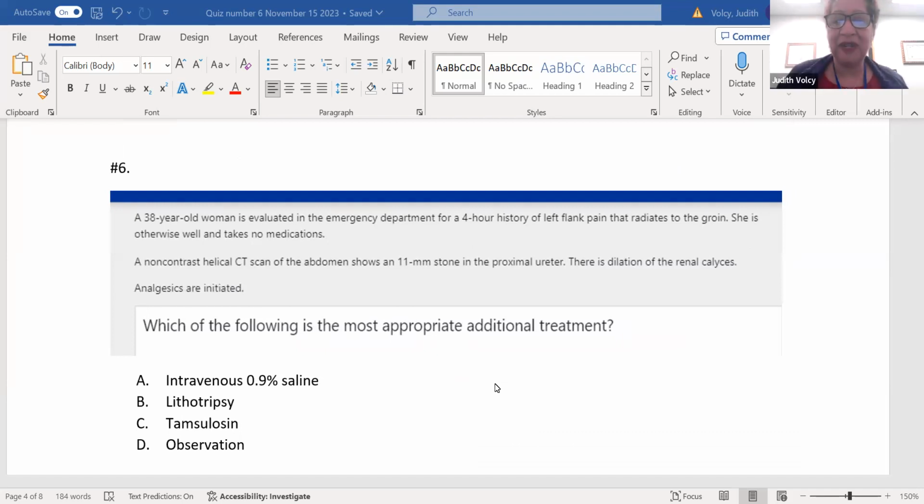Good morning, everyone. I hope everyone is doing well. As Aisha was saying, this is part two of our board review. And this is the same quiz that I gave my residents 2 weeks ago. I give them a quiz, including the students, every week that we meet. This one was on renal, all kidney questions.